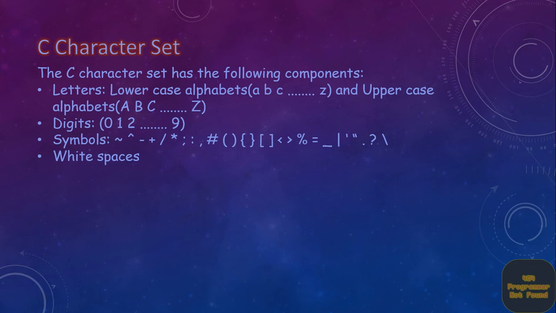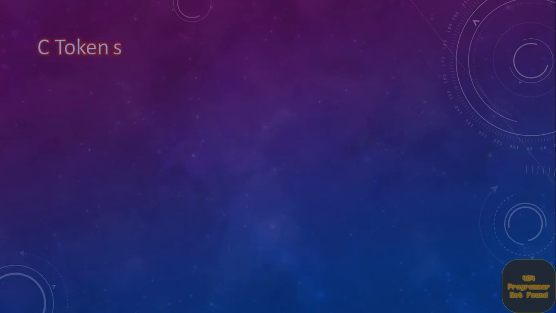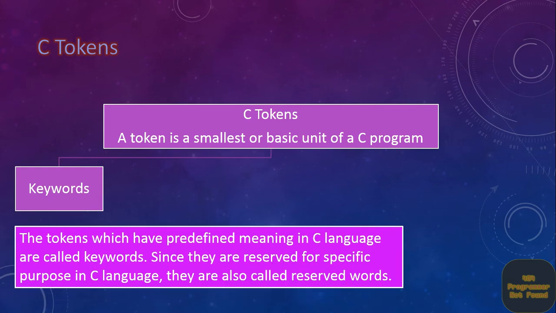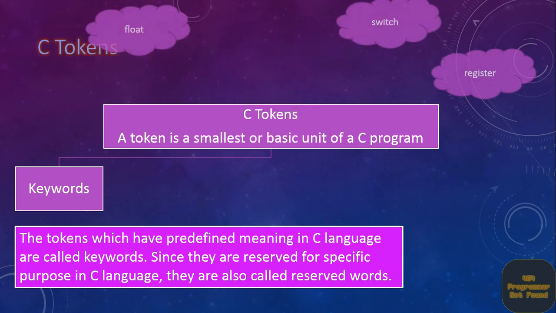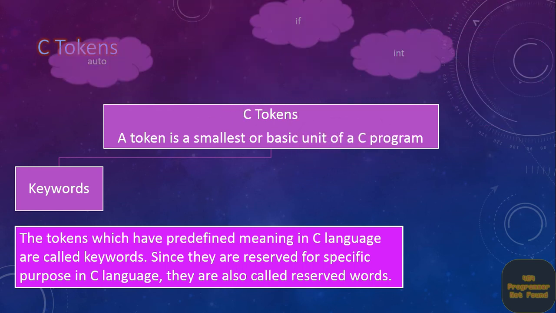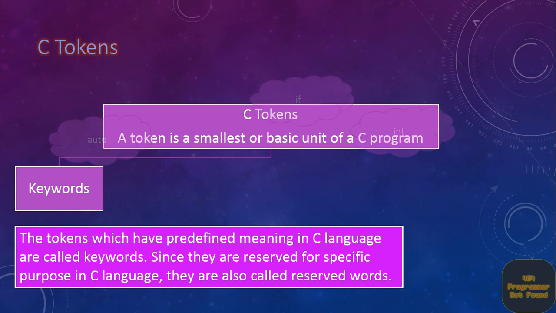Moving on, coming up to the most important topic of the C programming language, that is the C tokens. C tokens are smallest or the basic unit of a C program. It is of 5 types, of which the first one is keywords. The tokens which have predefined meaning in C language are known as keywords. They are reserved words for specific purpose in C language. They are also called as reserved words. Some examples for keywords are struct, while, float, switch, register, for, union, break, auto, if, int, goto, and return.